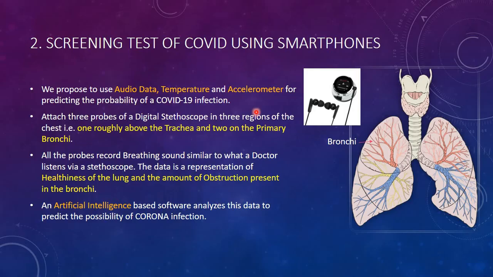The second problem is a screening test using smartphones, which we all need these days. So we propose to use the audio data, that is the microphones in our smartphones, the temperature, which everyone can measure at their homes, and the accelerometer for predicting the probability of infection for COVID-19 for a particular person.